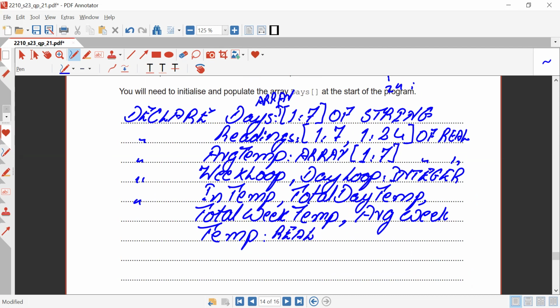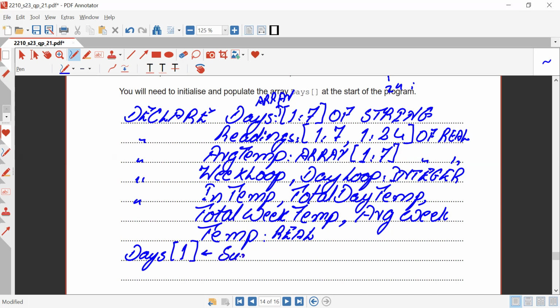Now we need to populate them. The day temperature we have declared, now we need to populate them. So how are we going to populate them? You can put up a comment over here that we are populating the array. Okay, so at index number 1, it will be assigned as Sunday.